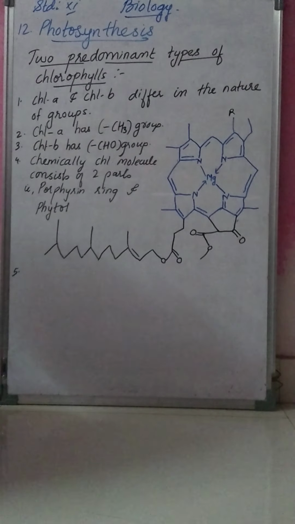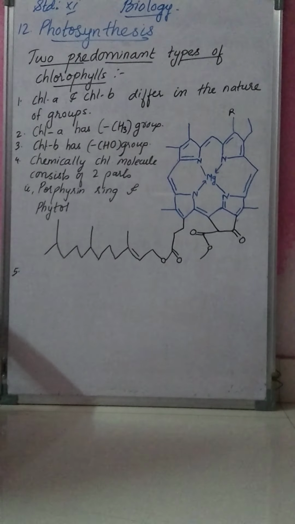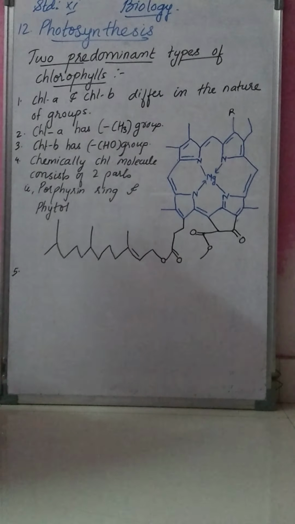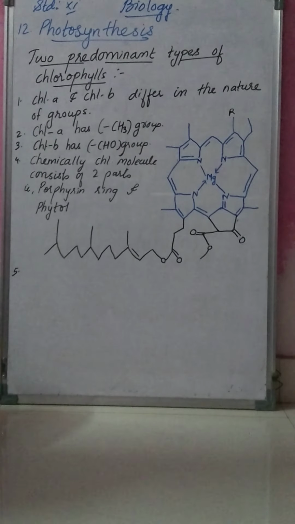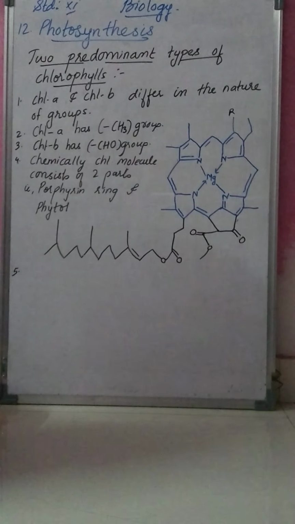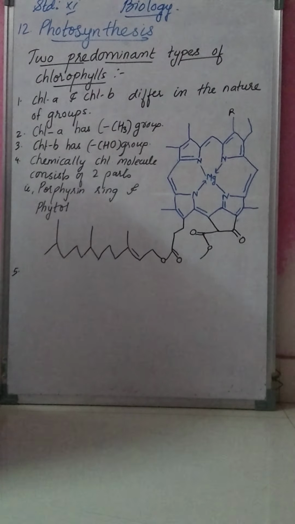11th standard. We have started with chapter number 12, that is photosynthesis. Last time we studied the structure of chloroplast. Now today we are going to study two predominant types of chlorophylls. The essential pigment which is required for photosynthesis, that is present in green plants, is chlorophyll.